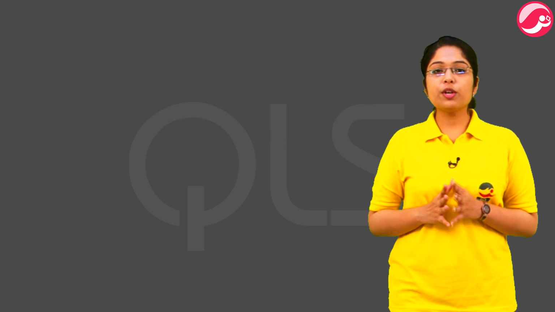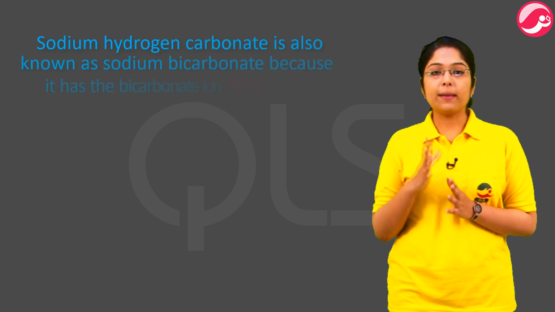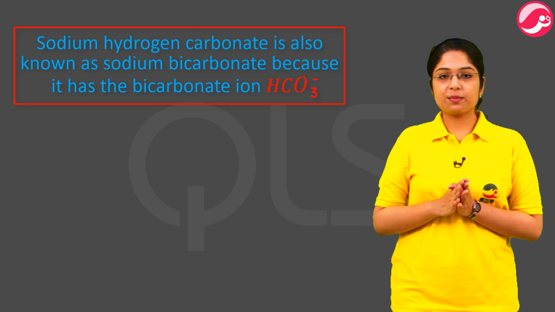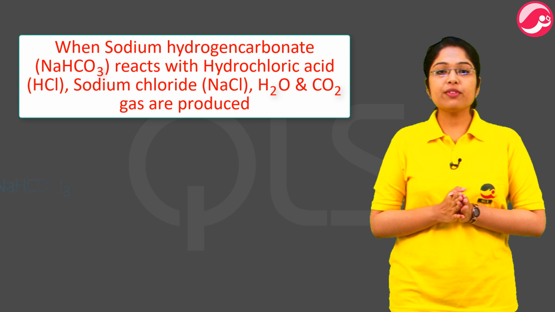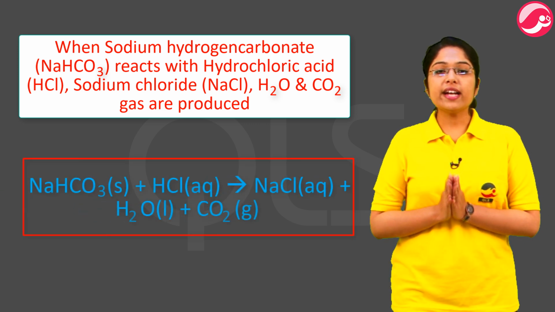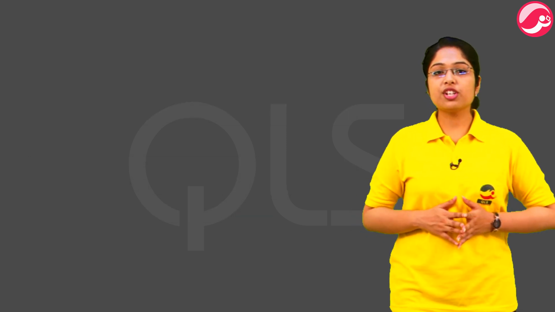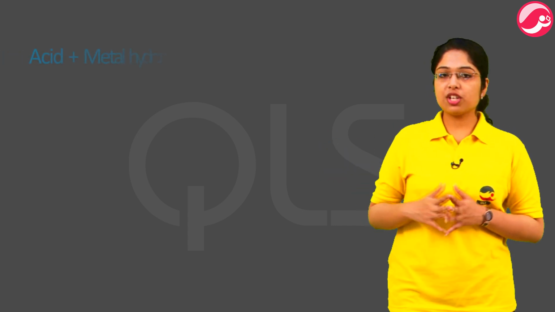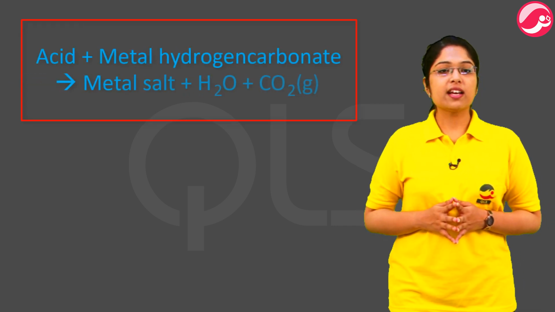For example, when sodium hydrogen carbonate, हम इसे कभी-कभी sodium bicarbonate भी कहते हैं because it has the bicarbonate ion HCO3 minus, reacts with hydrochloric acid, it produces sodium chloride salt, water and carbon dioxide. So, the generalized equation for reaction of metal hydrogen carbonates and acid will be: acid plus metal hydrogen carbonate gives out metal salt, water and carbon dioxide gas.